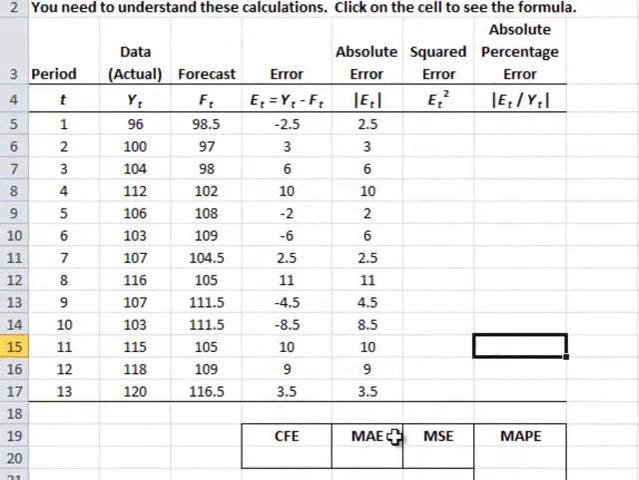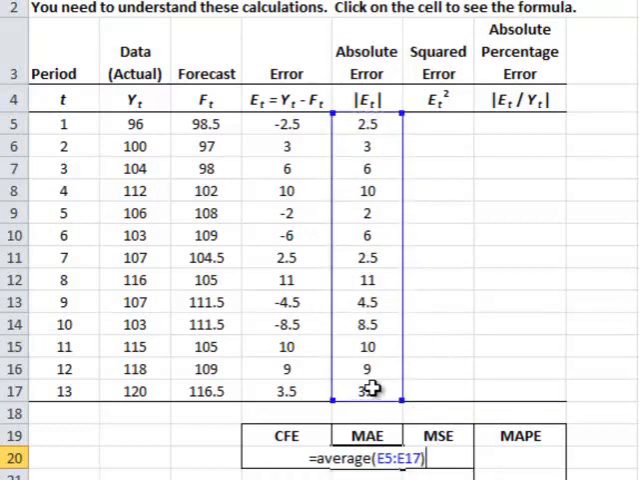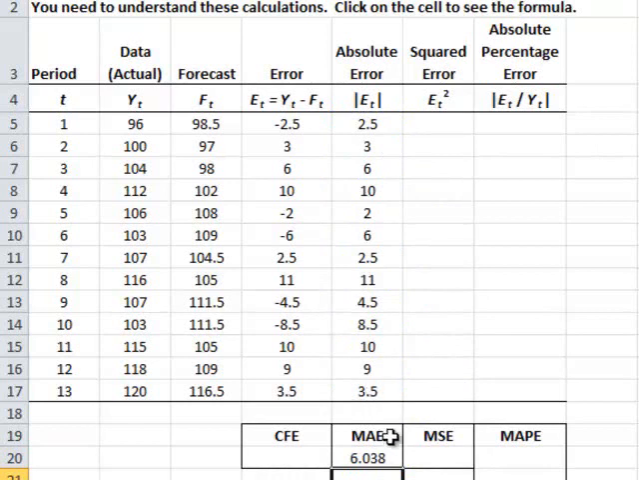The mean absolute error, or some books call it the MAD, mean absolute deviation, is simply the average of those values, the average of the absolute values of the error. So this forecast over periods 1 through 13 is giving me a MAE, mean absolute error, of 6.038. And what we can say is sometimes the forecast lies above the data, sometimes it's below the data, sometimes it's off by a lot, sometimes it's off by a little, but on average the forecast is off by about 6.